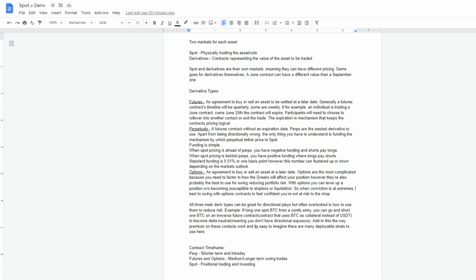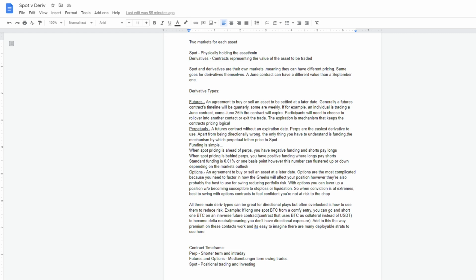And then the last market is spot, and spot definitely is for positional trading and investing, right? So when you want to buy something and forget about it for long, long periods of time, right? Months, years, you're going to want to take spot, right? There isn't really going to be any derivative options for you to hold for 5 years.